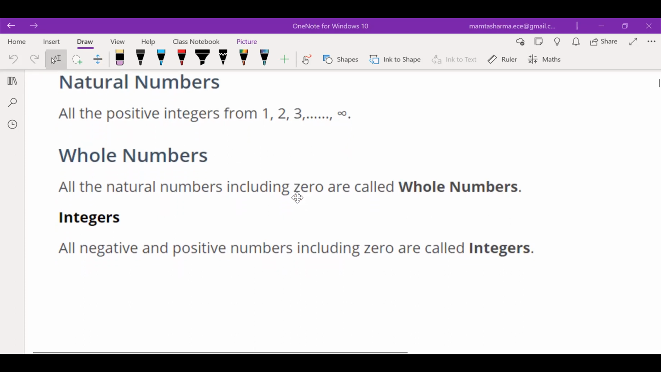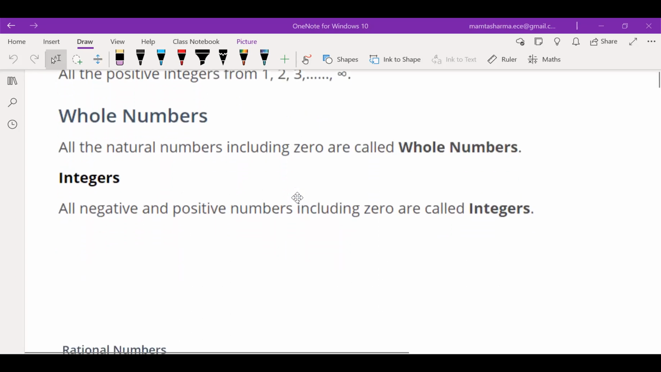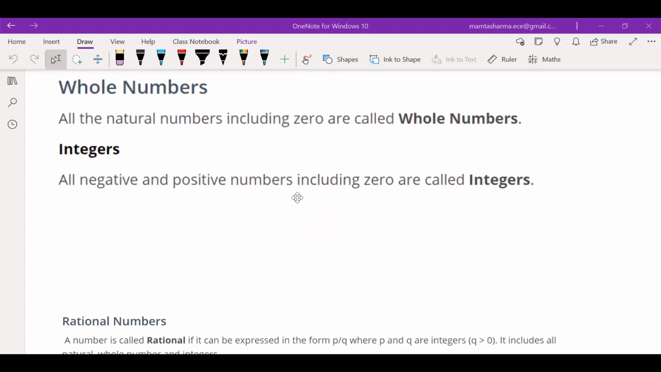Okay. Whole number starts from 0. A whole number starts from 0 and goes up to infinity. Integers include negative numbers also, positive numbers also, and 0 also. It means integers will include all the whole numbers, all the natural numbers, plus negative numbers.